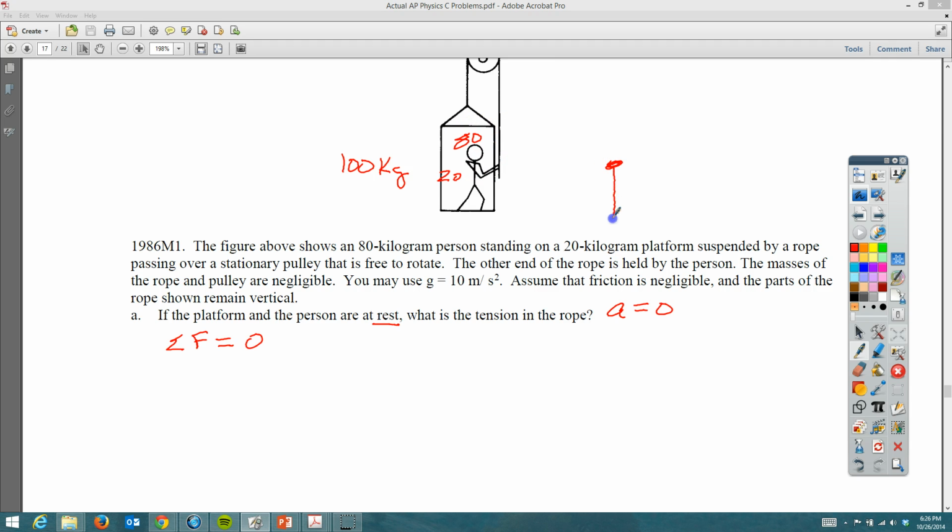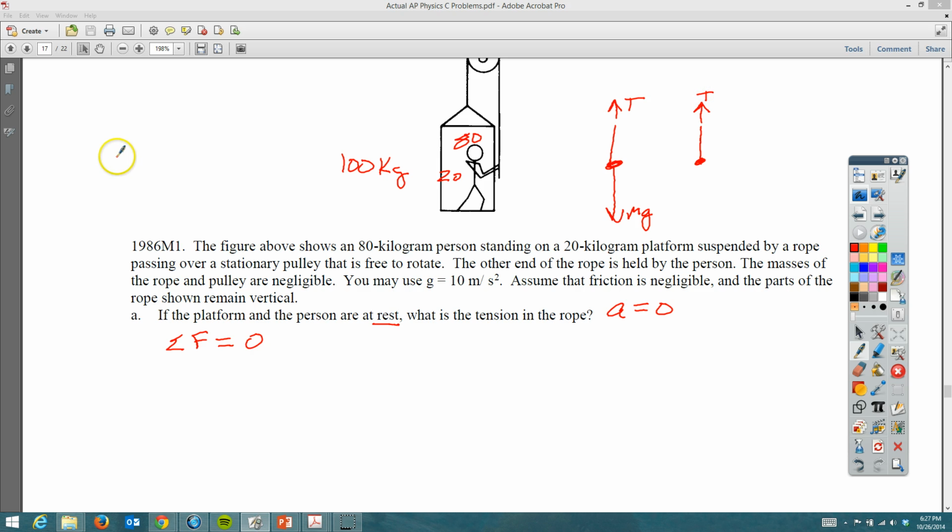Okay, so this is the person and the cart together, so this is mg. There would be a force of tension coming up, and then you can treat this rope like it's attached to the cart, even though it's attached to the person, because all it's doing is just holding the person and the cart up. So ideally, all you're going to have on this side is just tension.